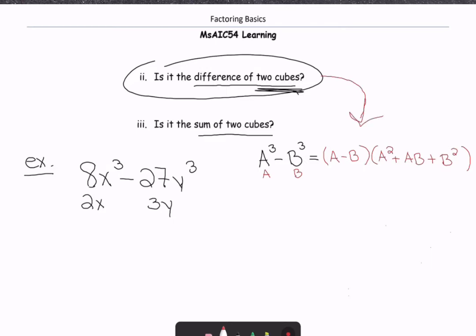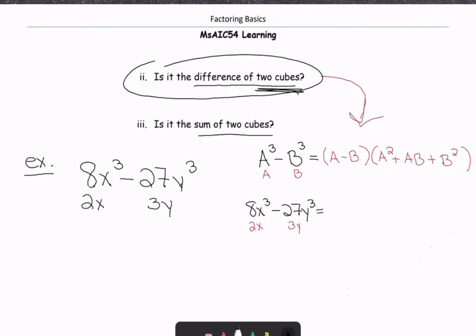So let's use it, right? I'm going to rewrite this problem again so I have more room. I have 8x cubed minus 27y to the third. I'm going to put it right below the formula. So first of all, I need to take the cube root of each term, which I've done. This one is 2x and this one is 3y. And then I'm going to follow the equation that I have up here.